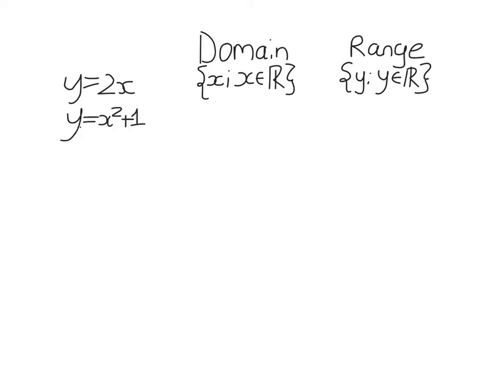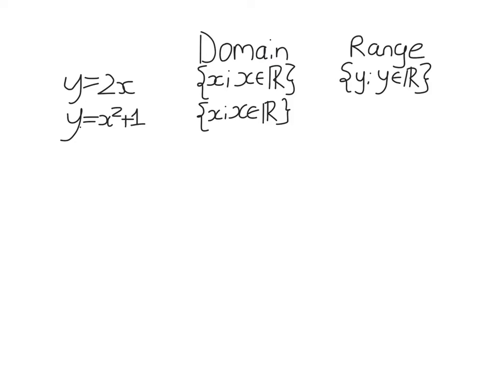So let's now look at the function y equals x squared plus 1. So again, the domain is saying what values of x can I substitute into this formula? Well, you can again substitute any value for x. You can take literally any number you want, square it, and then add 1. So same as before, x can be any real number, but y is going to be different this time.